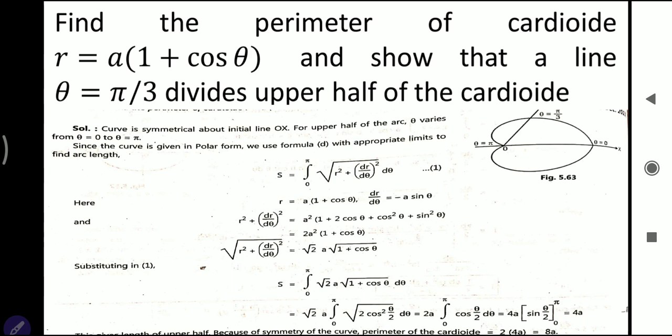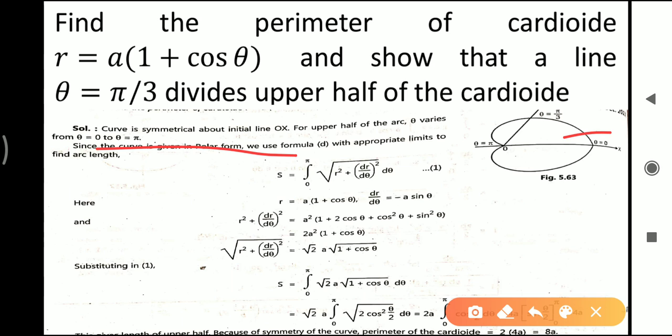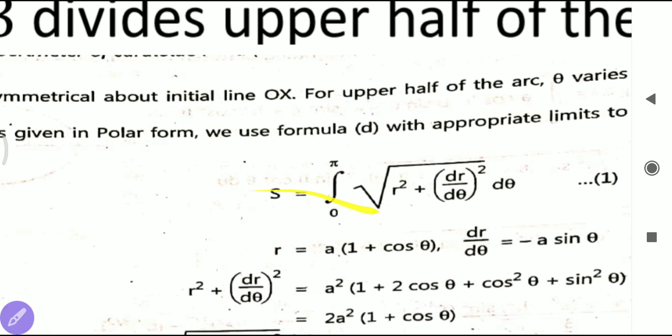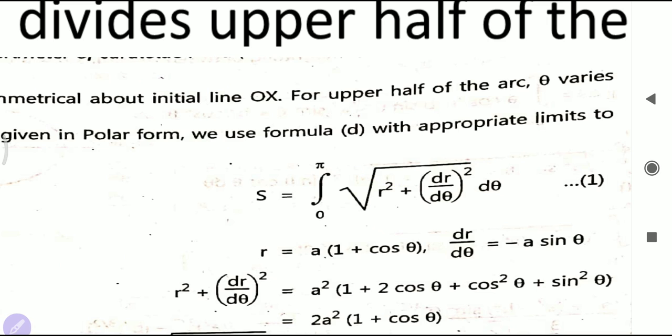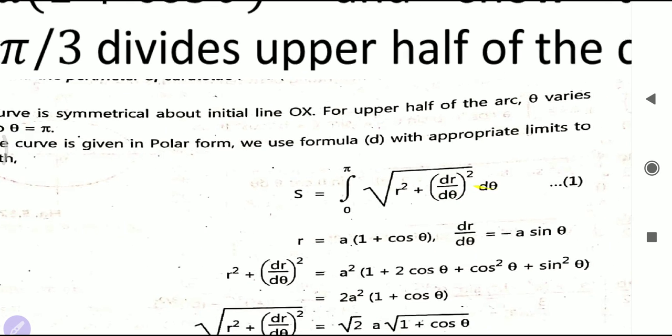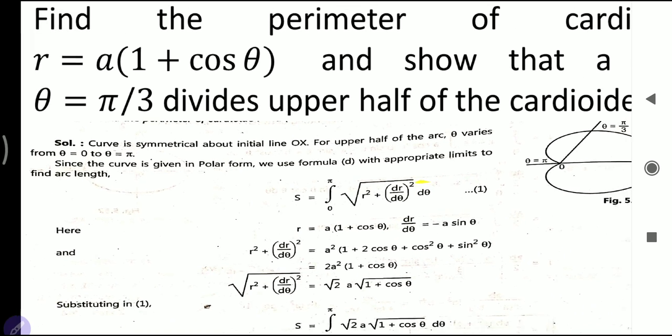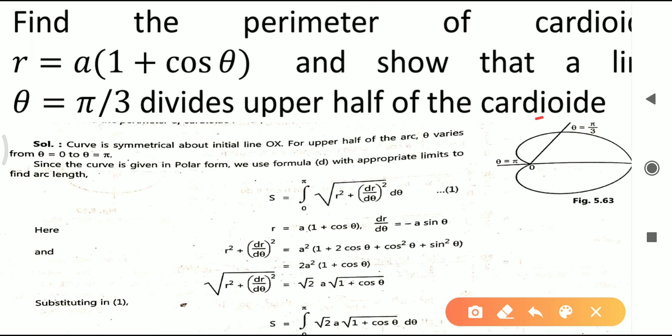Okay, so what I have written over here, see, the curve is symmetric about the initial line, the x-axis, because when you replace theta by minus theta, the equation remains unchanged. Therefore we are having symmetry about the initial line. Fine. Now for the upper half of the arc, theta varies from 0 to pi. That means if you look at the upper half of this curve, theta will vary from 0 to pi. Okay, so let us find out the length of the part above the x-axis.